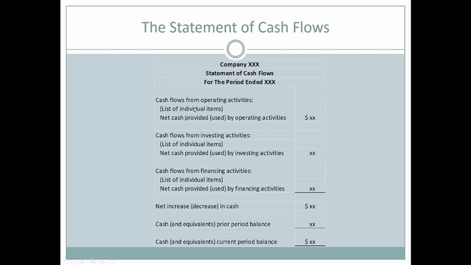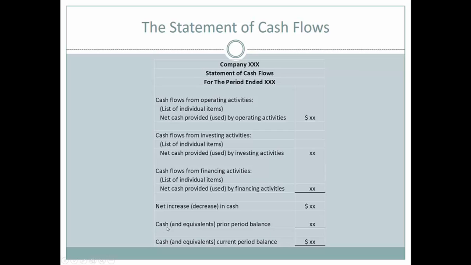What we would have would be cash flows from operating activities, the list of the individual items, and the net cash provided or used by operating activities. This would be one amount. Then we would have cash flows from investing activities, a list of the individual items, net cash provided or used by investing activities, and that would yield a certain amount. Cash flows from financing activities, same thing. Adding these three components together would give us the total net increase or decrease in cash. So that would be the change in cash throughout the year.